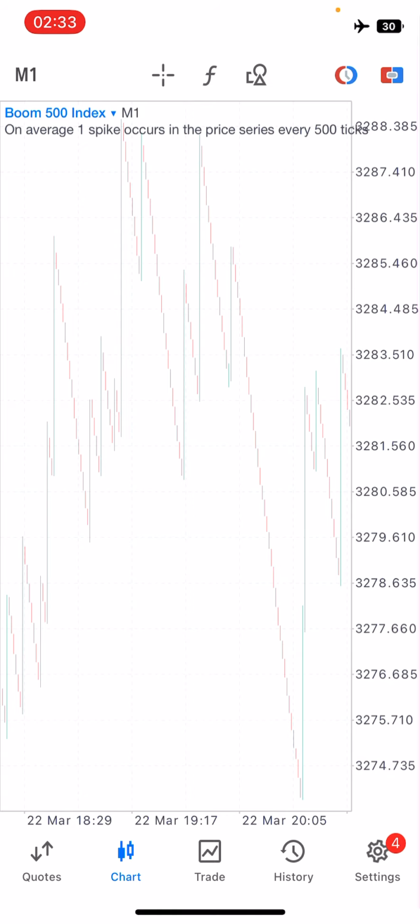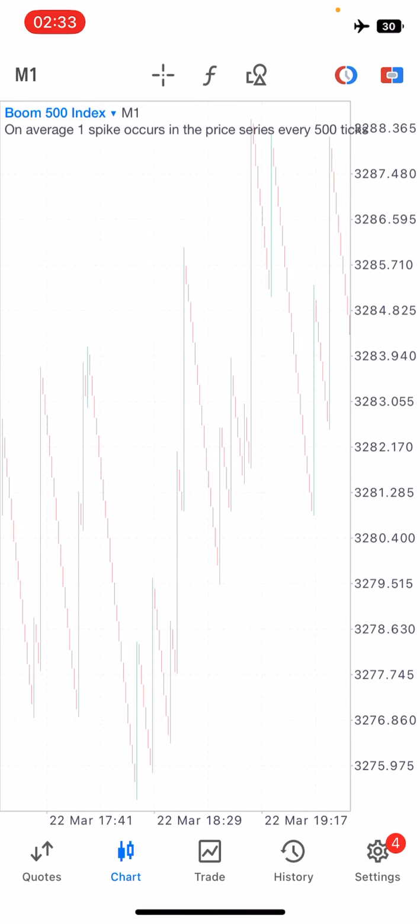You can see I have a blank chart. This is Boom 500. We'll be dealing with our 1 minute time frame. So for those that are always worried about the time frame, it is going to be the 1 minute time frame. Okay, so let's jump right into it.